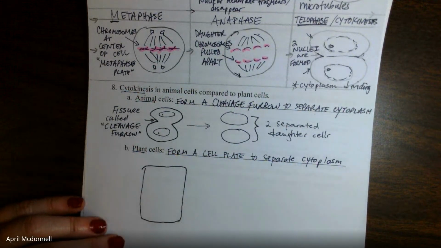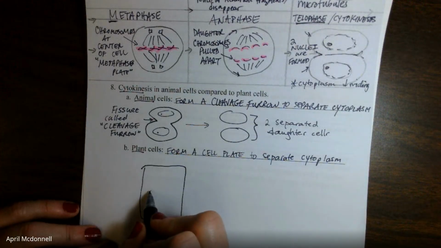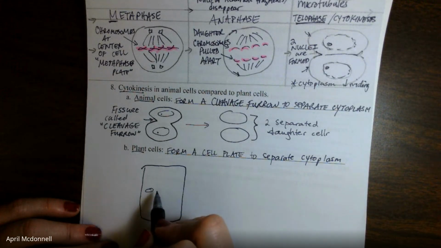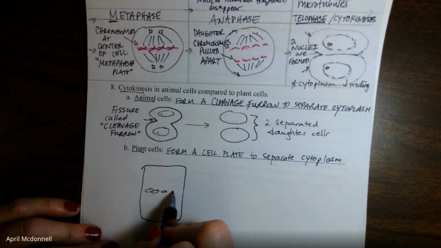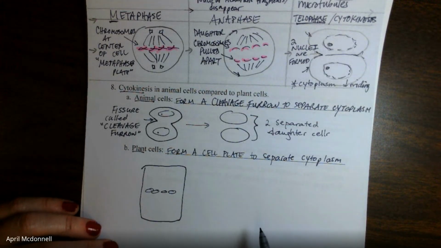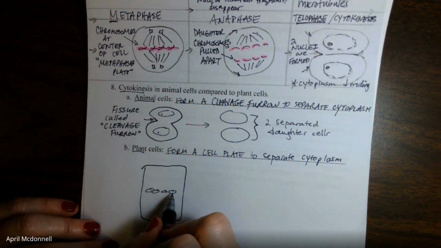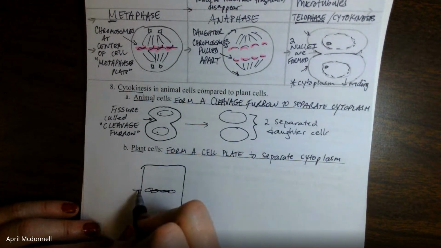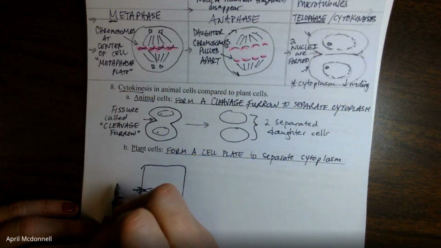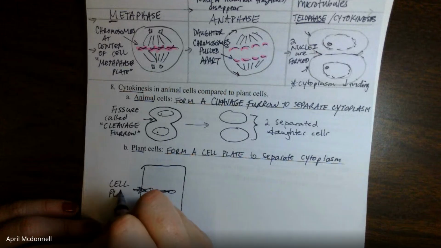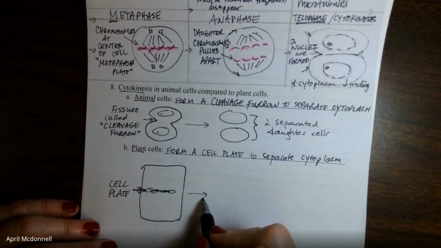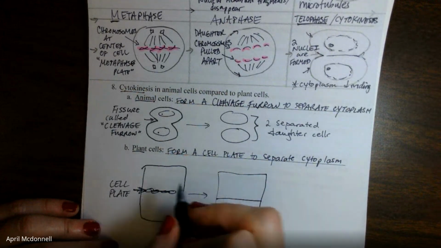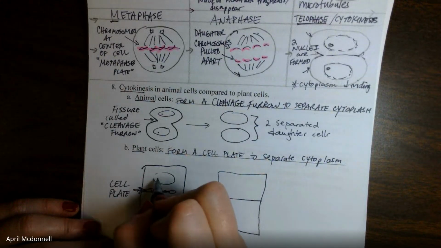So here's a plant cell, and plant cells form these stacks, which are formed by the Golgi apparatus, and they're basically filled with sugar. Okay, so it looks like a little line formed in the middle of the cell. This is called a cell plate. And what's going to happen is that this will continue until the 2 cells are completely separated.